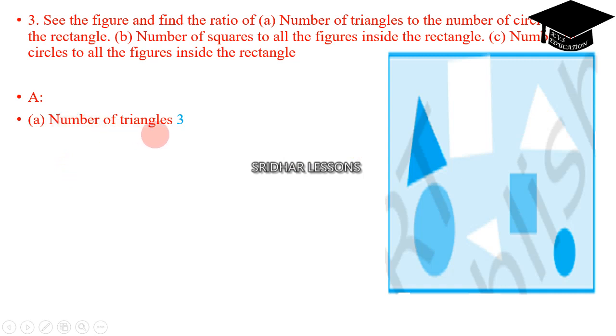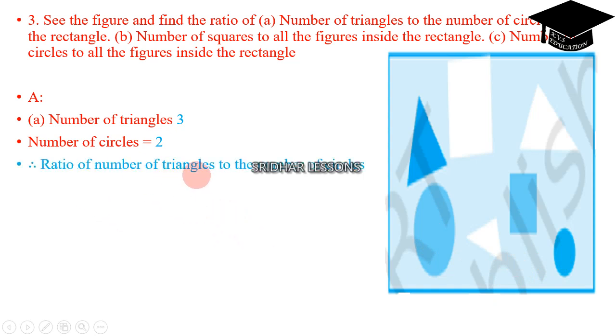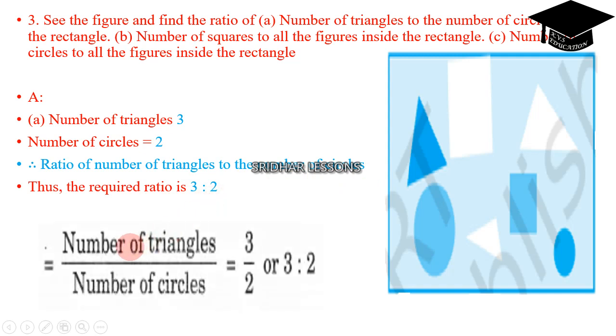The number of triangles are 3. Okay, 1, 2, 3. And the number of circles are 2. Circle number 1, circle number 2. Therefore, the ratio of number of triangles to the number of circles is 3 is to 2 or 3 by 2. This is the answer for question A.